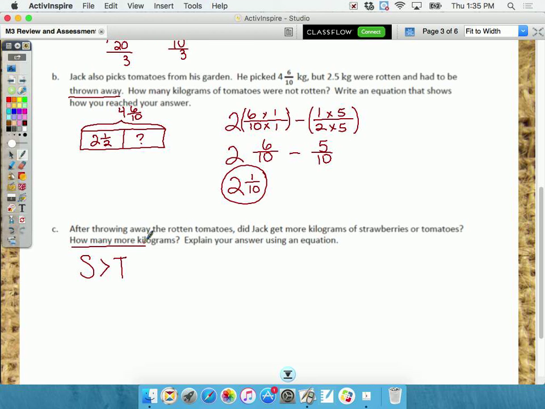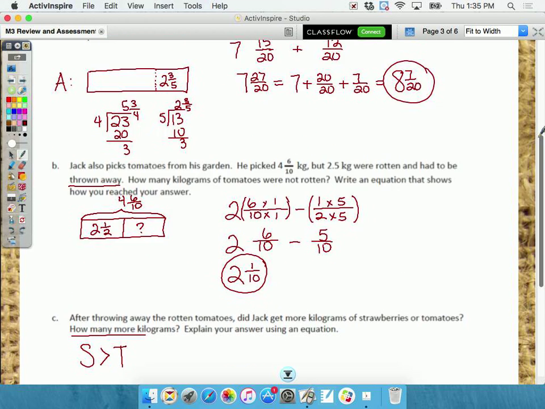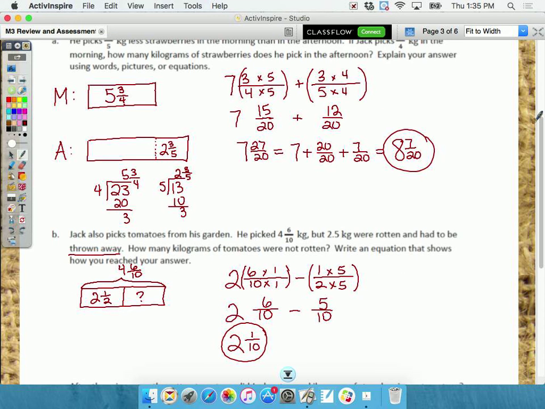Now, this is the trick part. So I need you to listen. If I just go up here and I pick my answer from here and I subtract my answer from B, it's going to be wrong. Because this is not my total amount of strawberries picked. This is just the afternoon. That's the trick part. They're trying to get you to just take 8 7/20 minus 2 1/10 and get the wrong answer. Don't do it.